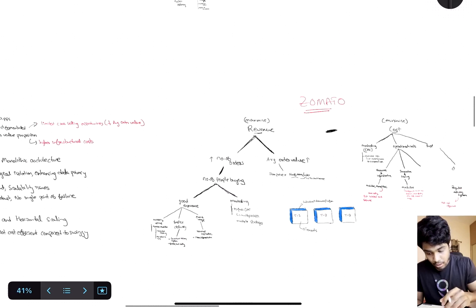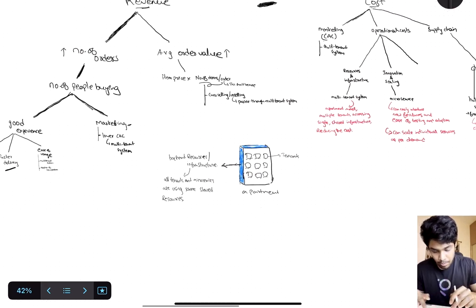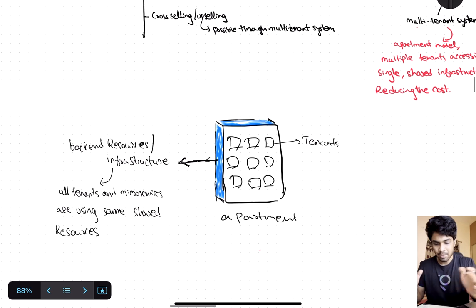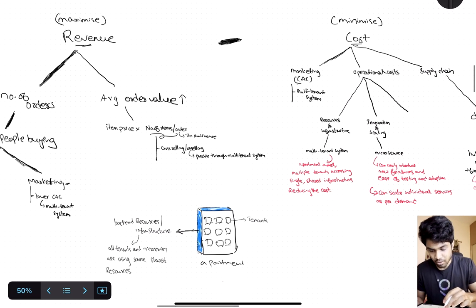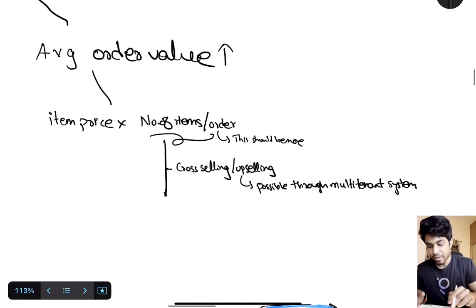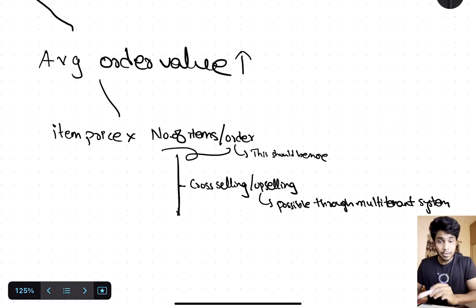And let's go back to here. So basically, what is a multi-tenant system, right? Okay, we can talk about this in the cost section again. Average order value. Items, we can't change, but the number of items per order is something we can change. The key is increasing the number of items so that the average order value will increase, and that will contribute to the revenue as well. So cross-selling and upselling is possible through the multi-tenant system.